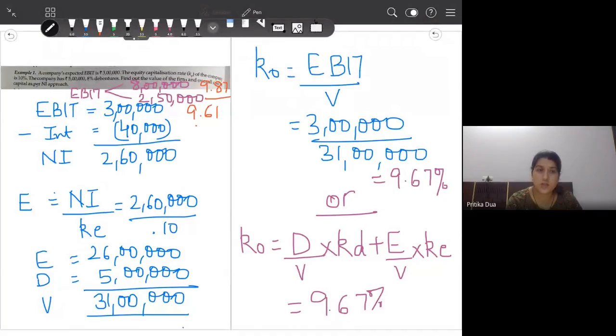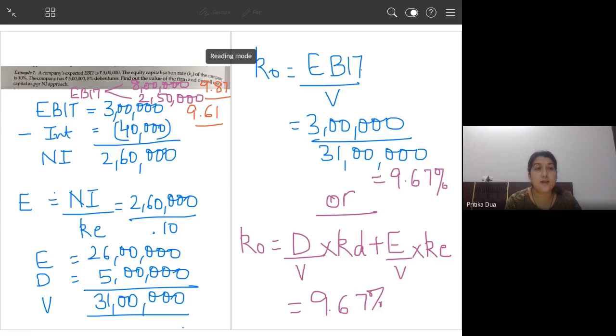So with a change in EBIT, if EBIT is increasing, if the numerator is increasing, then your overall cost of capital is also increasing. While if it is falling, then the overall cost of capital is also falling. Okay. So this is how you calculate the value of firm under the EBIT constraints as per the NI approach. Any question, anyone?